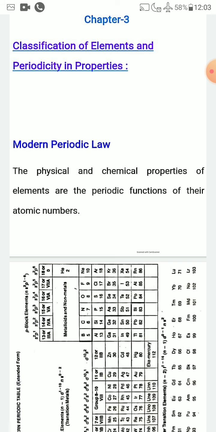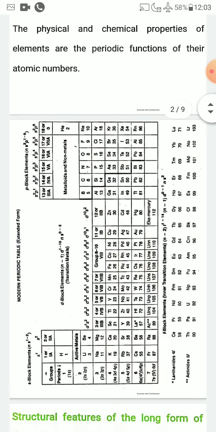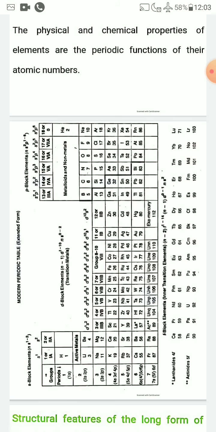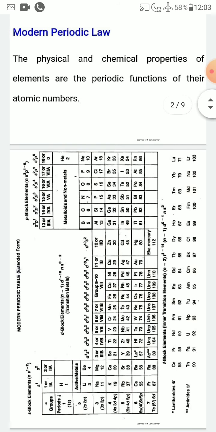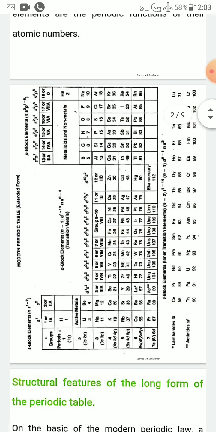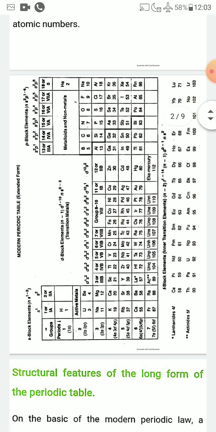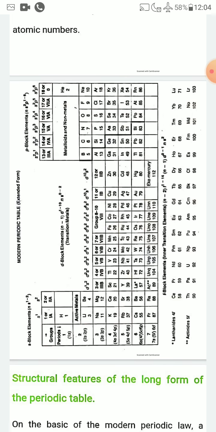The modern periodic law is: the physical and chemical properties of elements are the periodic function of their atomic number. The modern periodic table is based on the atomic numbers of elements. You can see here the modern periodic table I have given. Just see by rotating the screen, this is the modern periodic table.